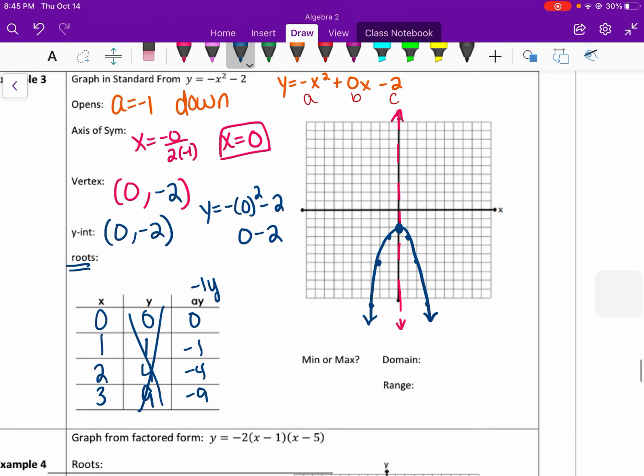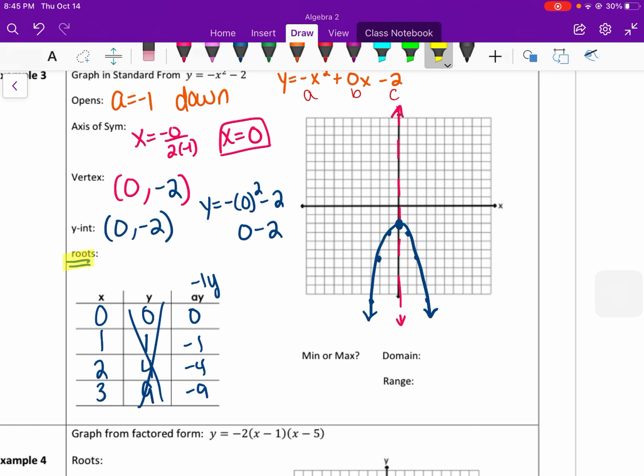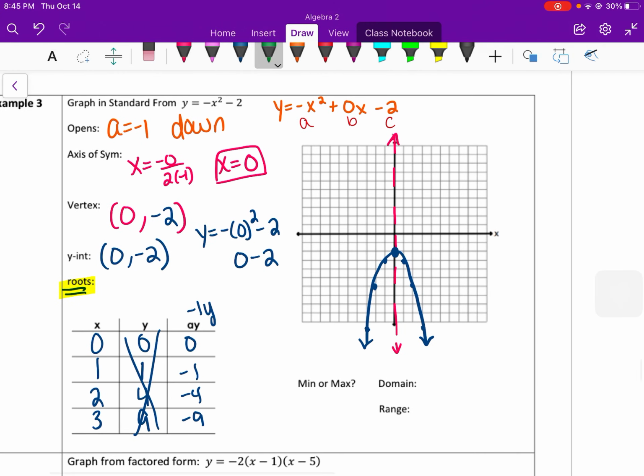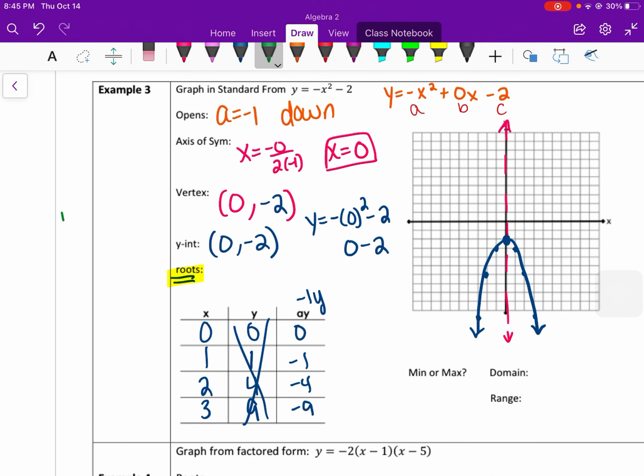Okay, so I had asked for the roots in this one. Now, typically the roots are your x-intercepts. So remember, we have 4 names for x-intercepts: roots, solutions, x-intercepts, or we can call them zeros. We call them x-intercepts because it's where it crosses the x-axis.